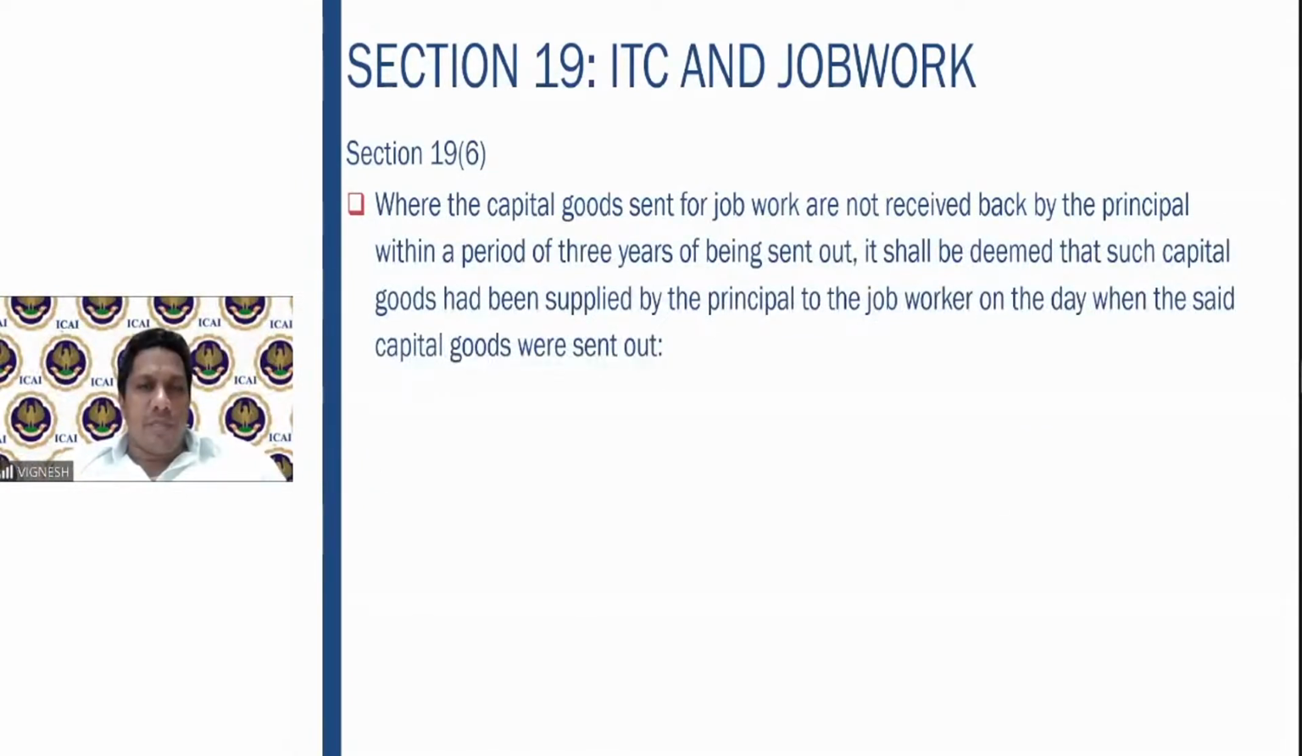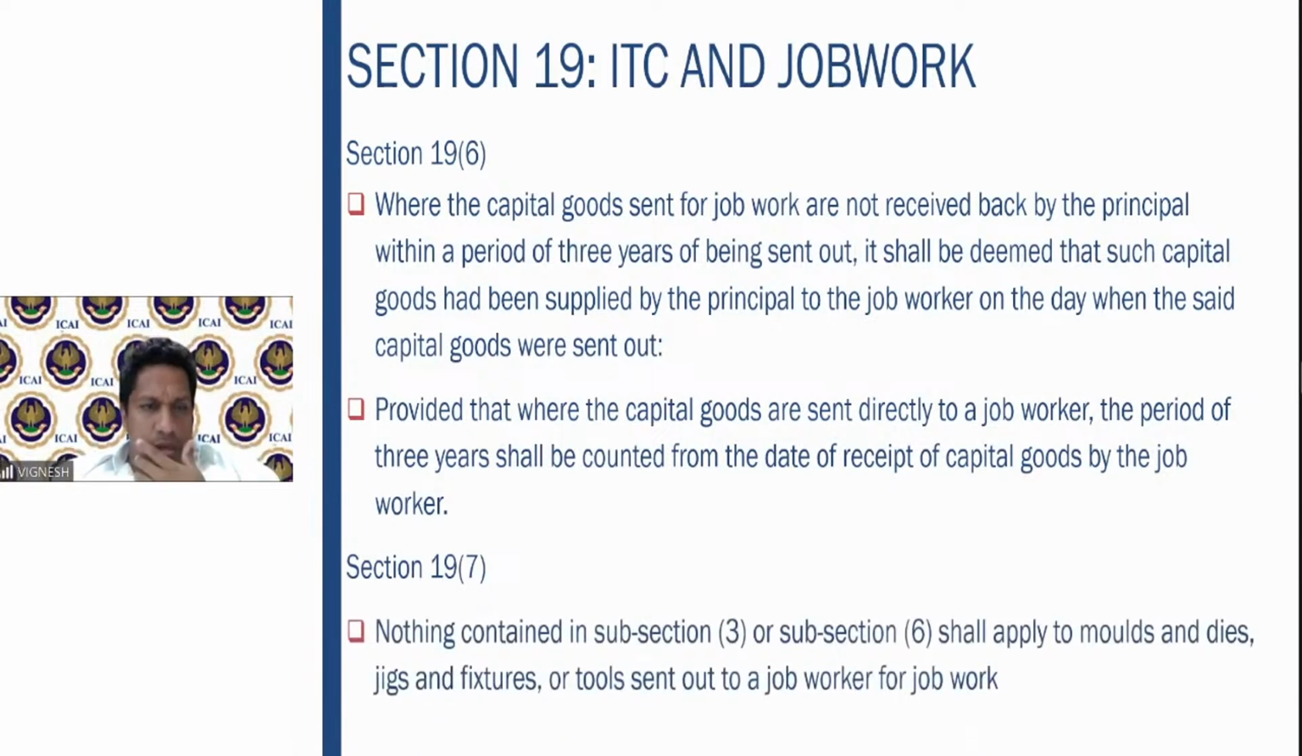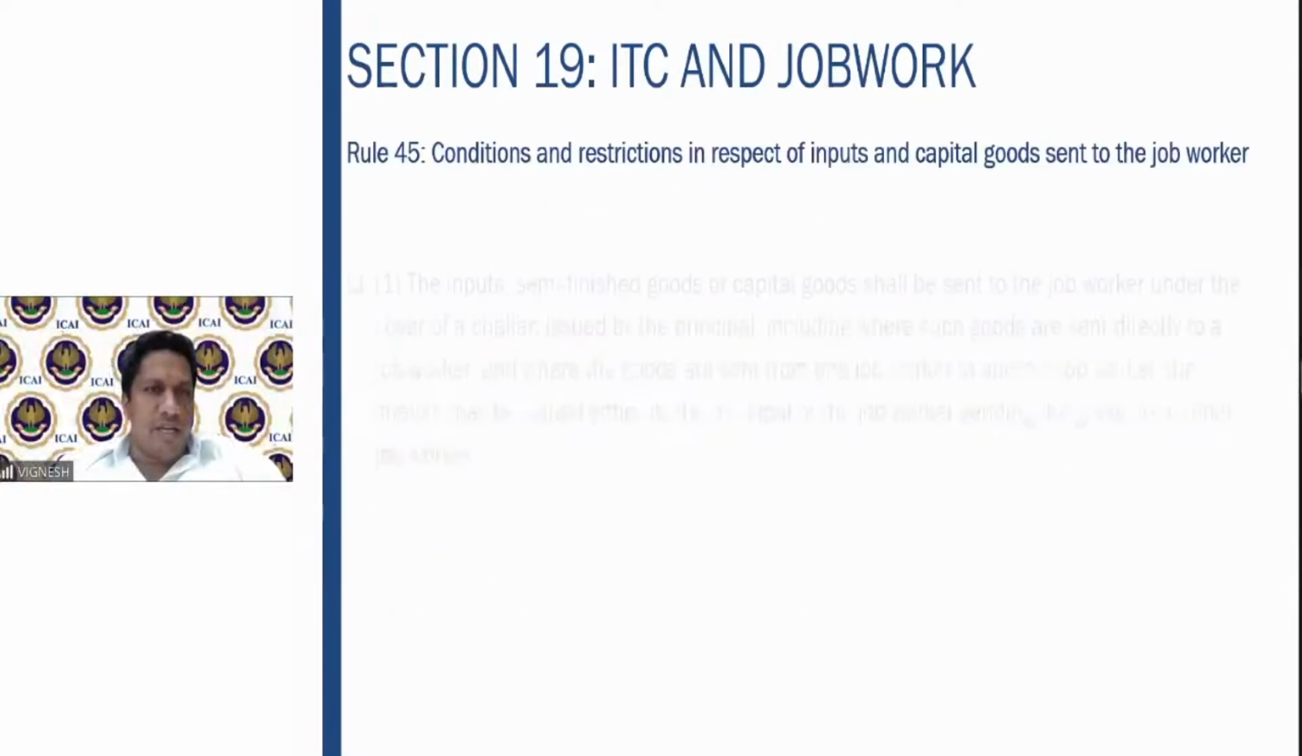Capital goods which have been sent but not received by the principal within 3 years from being sent out are deemed to have been supplied by the principal on the day they were sent out. When directly sent to the job worker, the period of 3 years shall be taken from receipt. Very similar to the input section, but the only difference here is that the time limit is 3 years. Nothing contained will apply to molds, dies, jigs and fixtures or tools. For these, there is no requirement of being returned either.